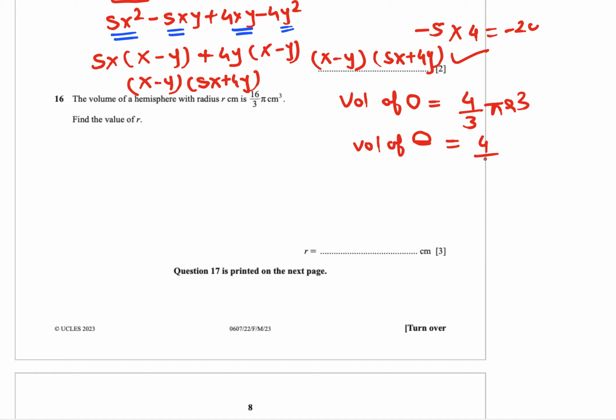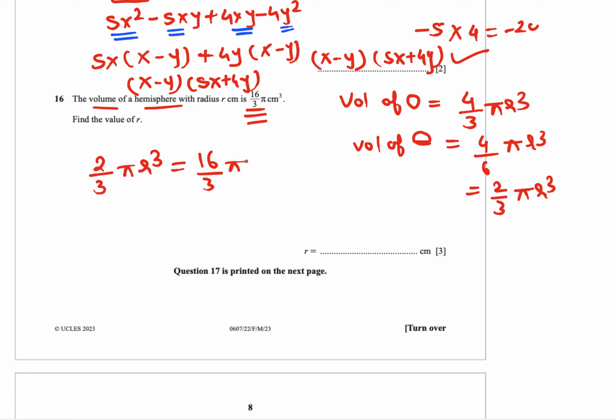4 by 6, or 2 by 3 in general. 4 by 6 pi r cube, that only means 2 by 3 pi r cube. Okay, so this is the volume of the hemisphere, so what will we equate? We will equate this to 2 by 3 pi r cube. So 2 by 3 pi r cube is going to be 16 by 3 pi.